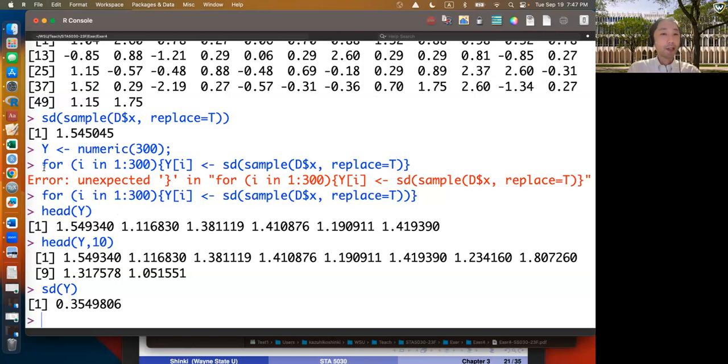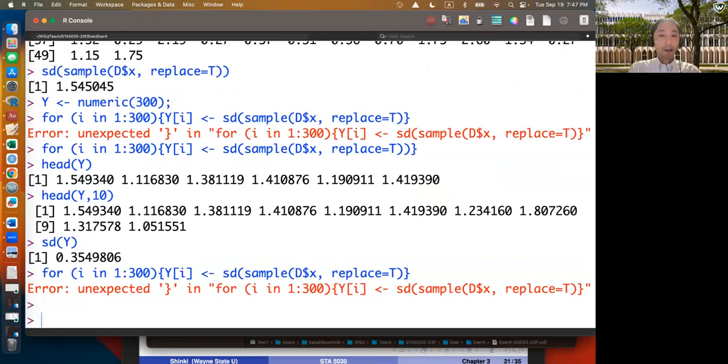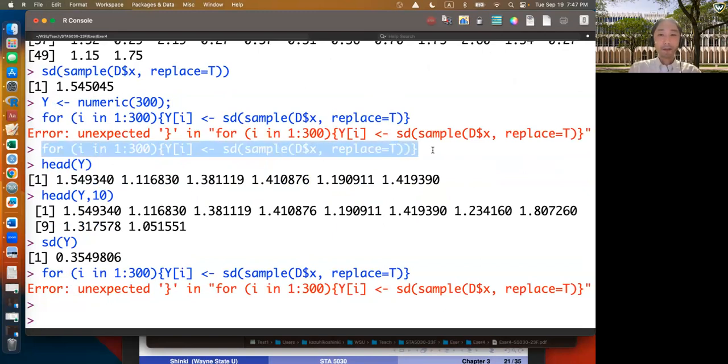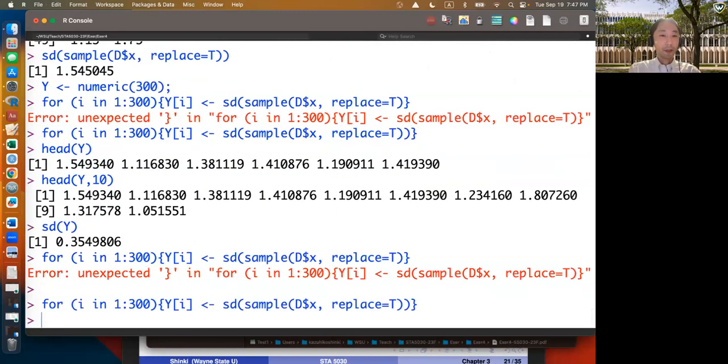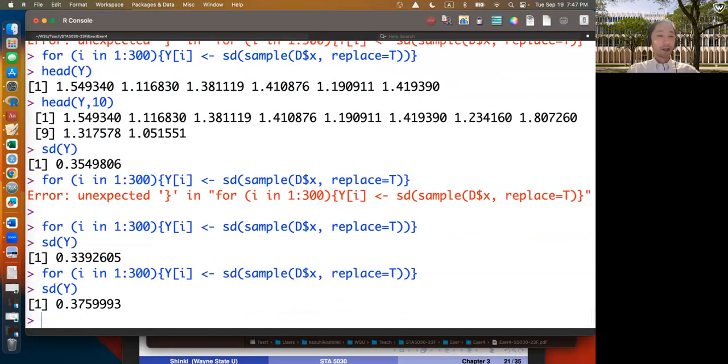Maybe you can try this once more. Then once again, the standard deviation of y. So I think the answer should be somewhere around 0.35. Maybe once more. Yeah, about 0.35. That should be the answer.